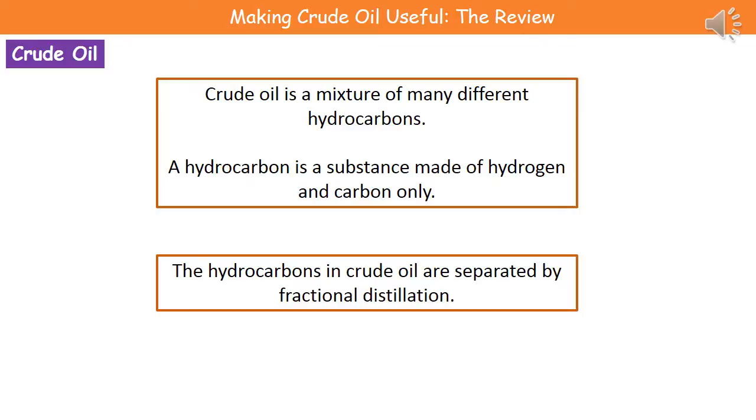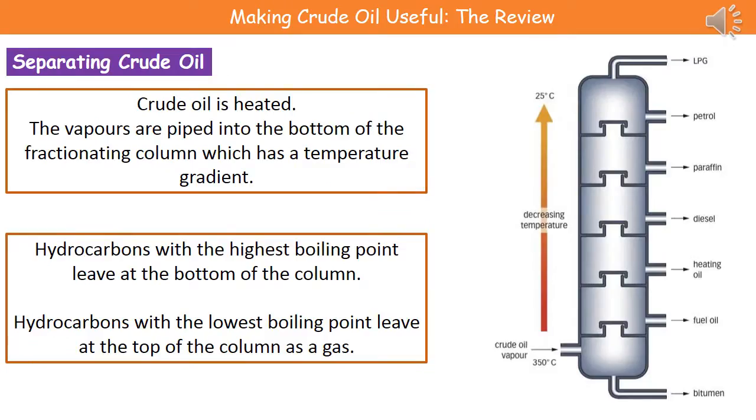Now we don't want to try and use crude oil as that whole mixture of hydrocarbons because it wouldn't work. So we need to separate them somehow, and the way we do that is through this process called fractional distillation. What we can see in the picture on the right hand side there is the fractionating column. So this is the actual bit of machinery that we use to separate out all of those different hydrocarbons that we find in crude oil into the individual fractions.